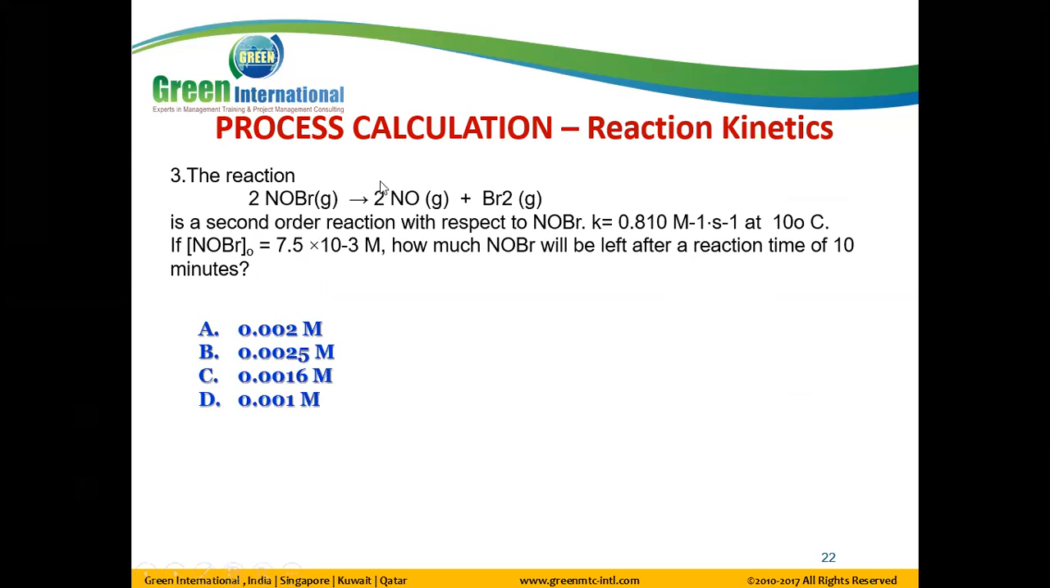So now we go to the third question, which is 2NOBr gives 2NO plus Br2. That is in gas, right? It's a second order reaction with respect to NOBr. K is given, because the unit also shows it as second order. They also mentioned second order reaction. The temperature is given as 10 degrees. Initial concentration is given. How much NOBr will be left after a reaction time of 10 minutes? So after 10 minutes, what is the concentration? That means it's a second order reaction. A they're asking, A naught is given, K is given.